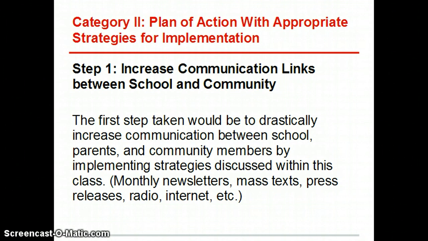Category 2, Plan of Action with Appropriate Strategies for Implementation. Step 1, increase communication links between school and community. The first step taken would be to drastically increase communication between school, parents, and community members by implementing strategies discussed throughout this class: monthly newsletters, mass texts, press releases, radio, internet, etc.